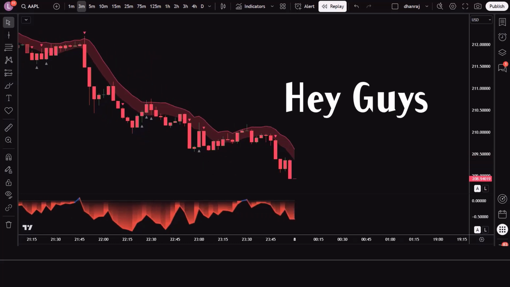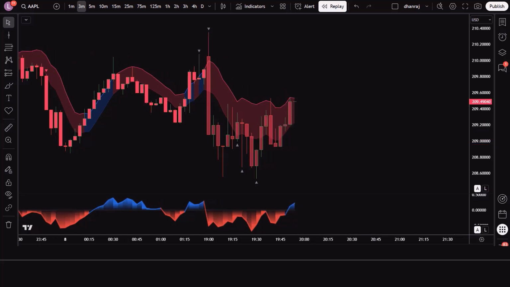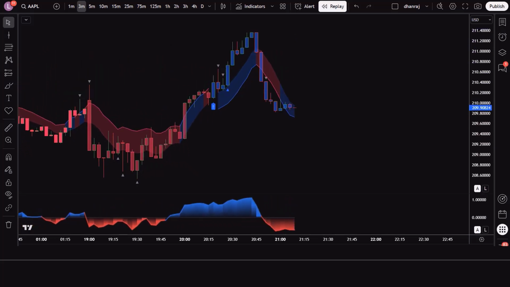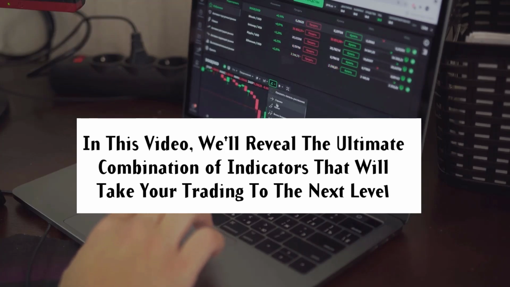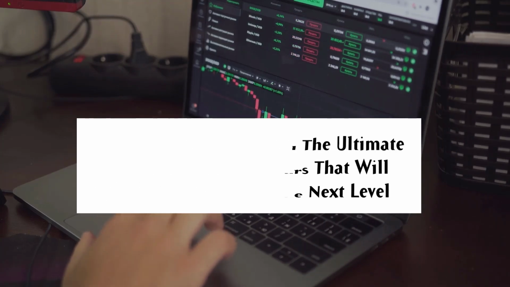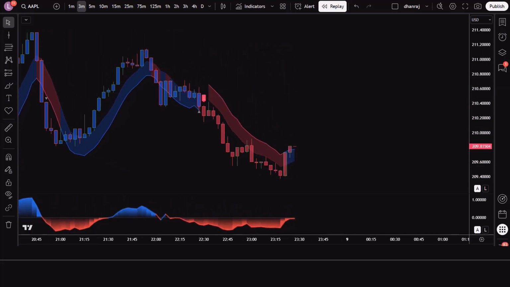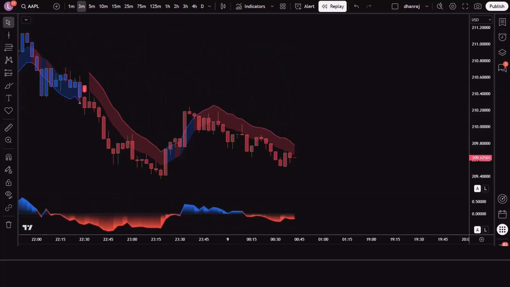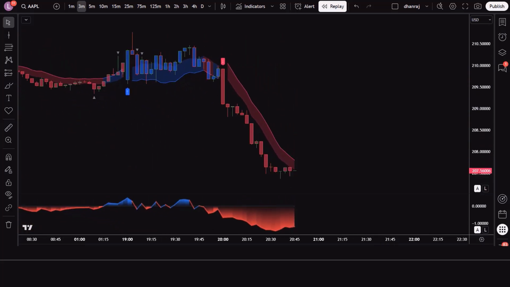Hey guys! Unlock the secret to maximizing your trading profits with the most accurate free TradingView indicator setup ever. In this video, we'll reveal the ultimate combination of indicators that will take your trading to the next level. Say goodbye to inaccurate signals and hello to consistent profits. Discover the top-performing indicators that will help you make informed trading decisions and stay ahead of the market.